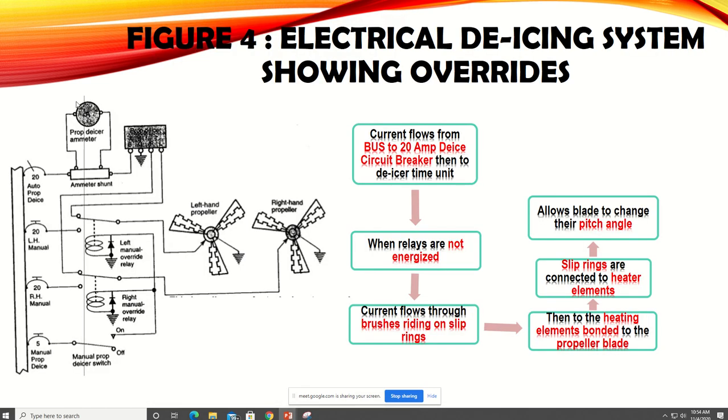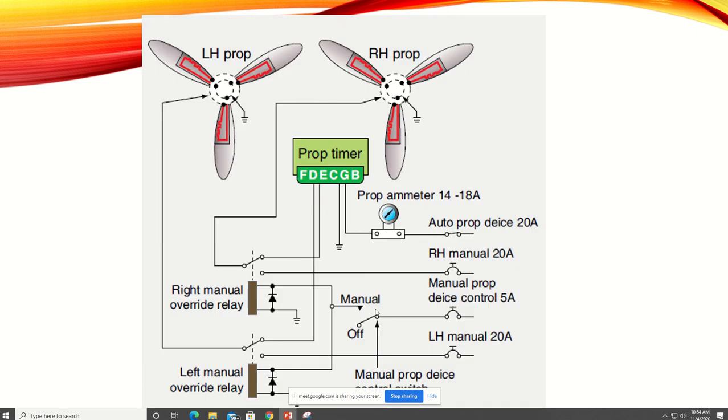Okay, this picture is not so nice, it's a picture from the notes. So this is proper. Left manual override relay, this is for the left hand prop. Prop meter, you know. Right hand manual prop de-ice control. So you put it on.